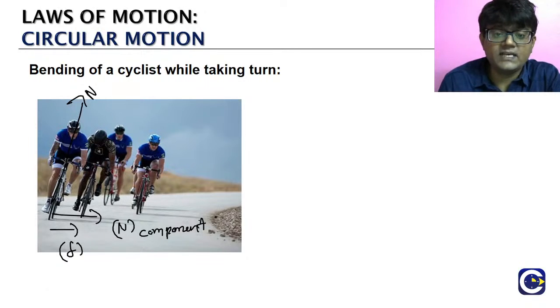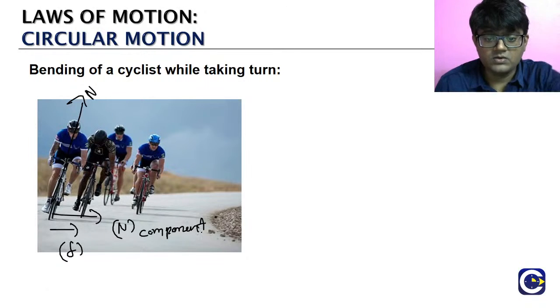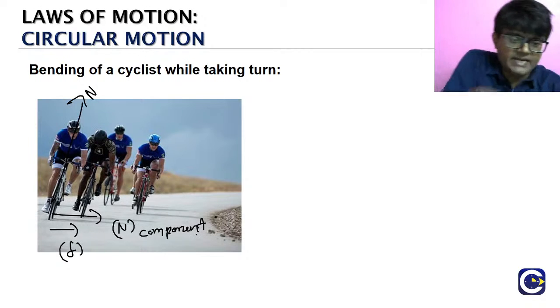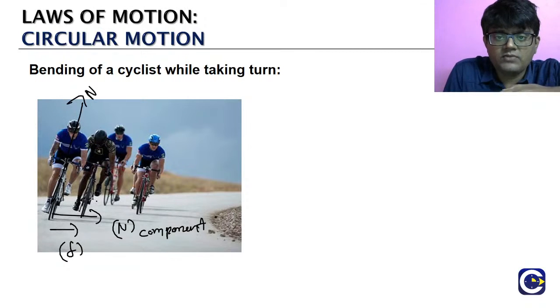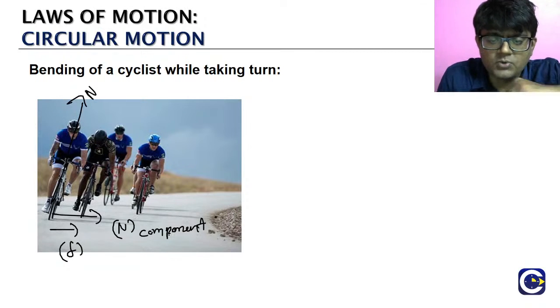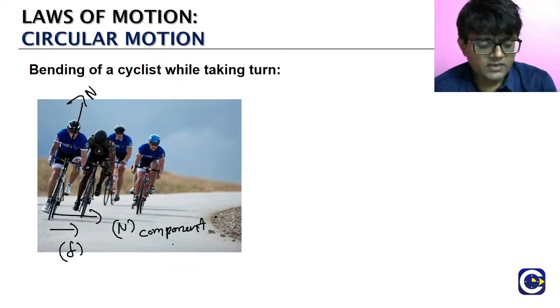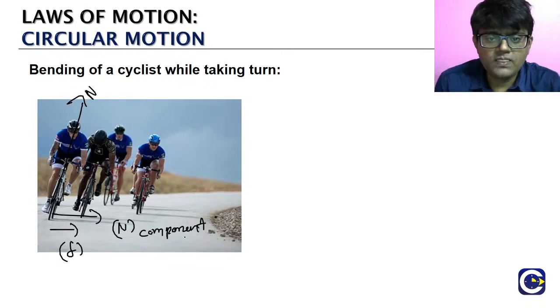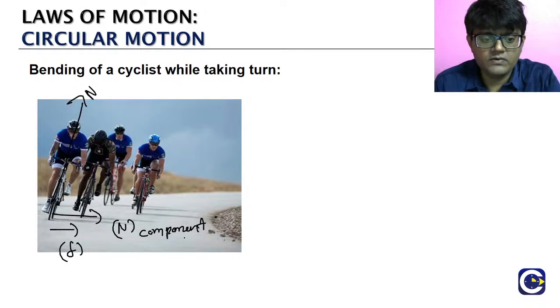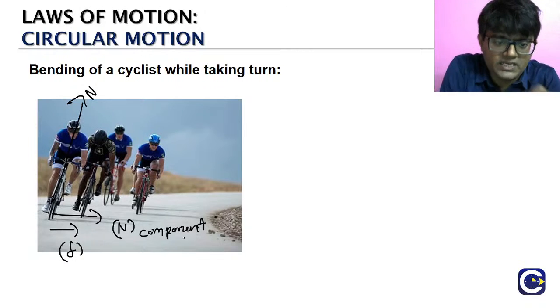Whether the road is banked or not, a road may or may not always be banked. So when you bend the cycle, you are automatically providing a component of the normal reaction to support the centripetal acceleration. This is one of the practical observations that we make. Understand why people actually bend the cycle while taking a turn.